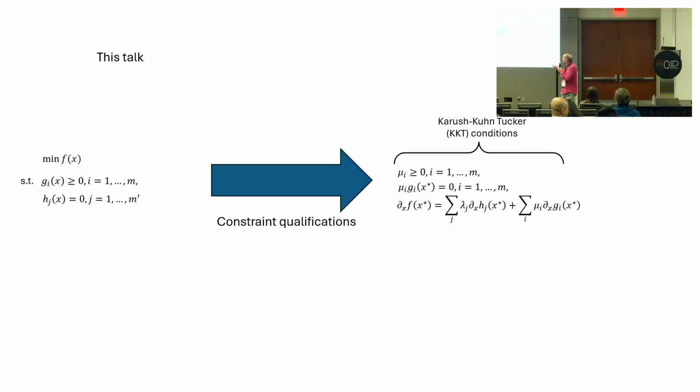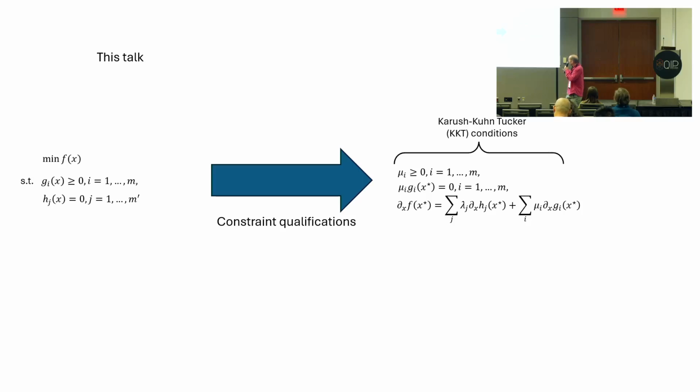Before I tell you what this talk is going to be about, I'm going to make a small digression. This is a normal optimization problem. You want to minimize a function under these constraints. If this constraint satisfies something called constraint qualification, then you know that the optimal solution will satisfy these conditions, which are called the KKT conditions, the Karush-Kuhn-Tucker conditions.